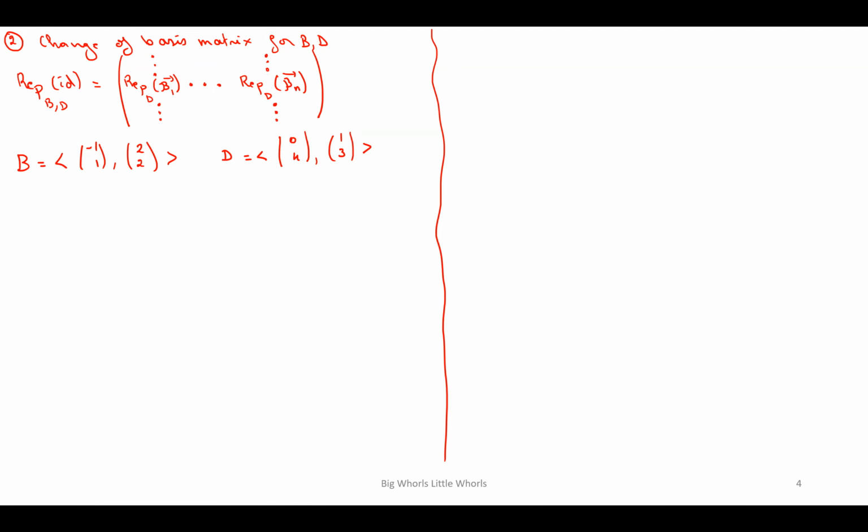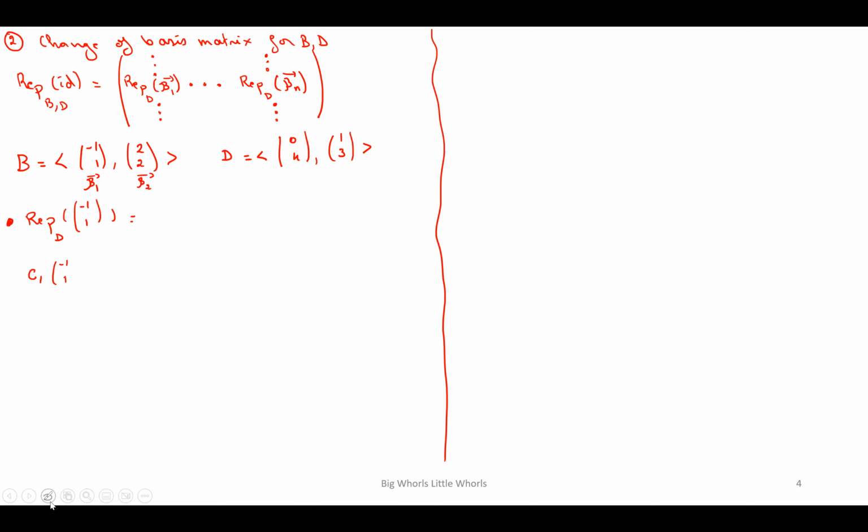Okay, yeah. So here is beta 1, here is beta 2. What we are asked to do here is to find the representation with respect to D of beta 1. Beta 1 is (-1, 1), and it's going to be equal to a linear combination of the elements of D.